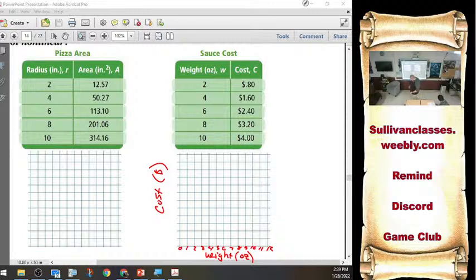40, 50, $80. Let the dice gods decide. 40s. So I got 40 cents, 80 cents, $1.20, $1.60, $2, 240, 280, 320.